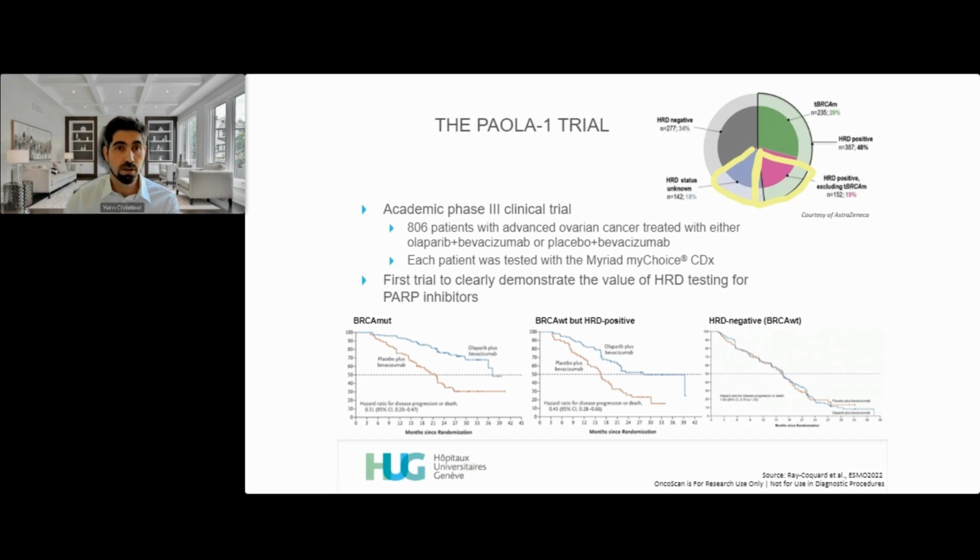But when it could predict the response, it was dramatic. You see here, with the blue line, olaparib, a nice response, much better benefit than with the placebo. In the BRCA wild type population, but HRD positive, you can still see the benefit, even though it's not as large. But in the HRD negative, there is no benefit at all. So really, there is the incentive to treat HRD positive and not only BRCA.